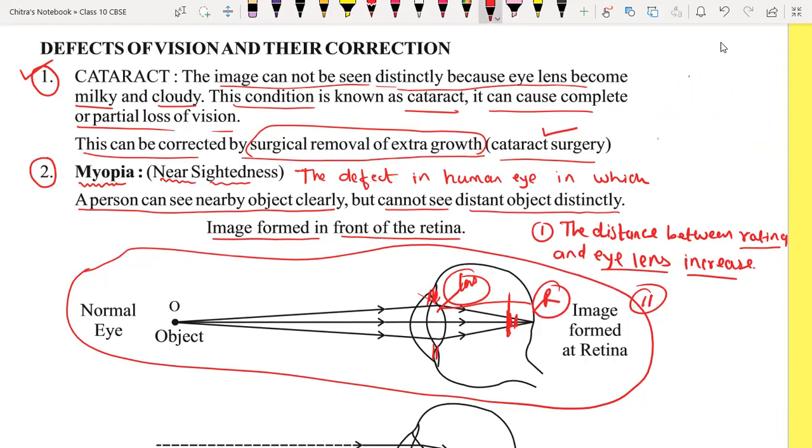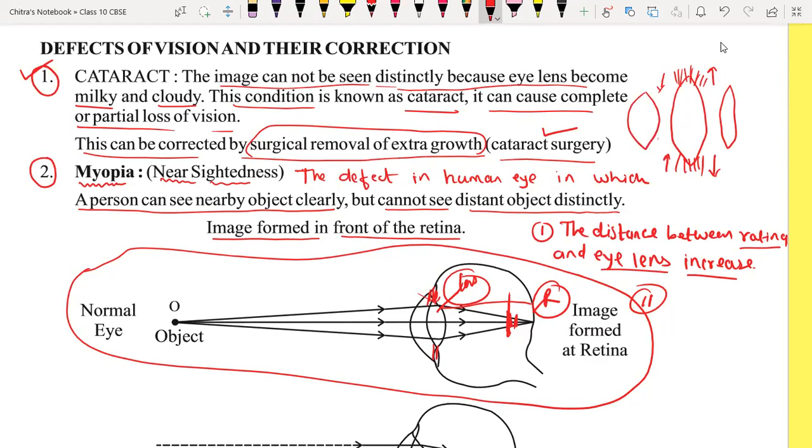This is the muscular eye lens, and ciliary muscles are present over here. So ciliary muscles will push that lens towards this side. Then the lens will become thin. If the ciliary muscle pushes the lens in this direction, then the lens will become very thick like this.